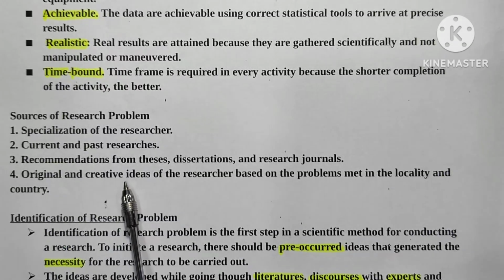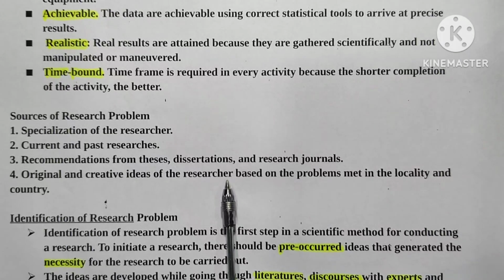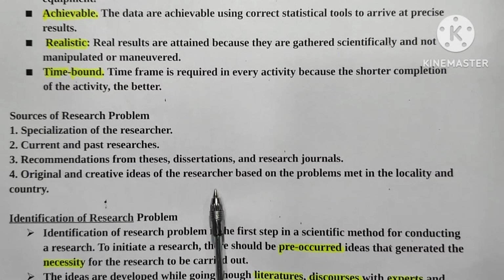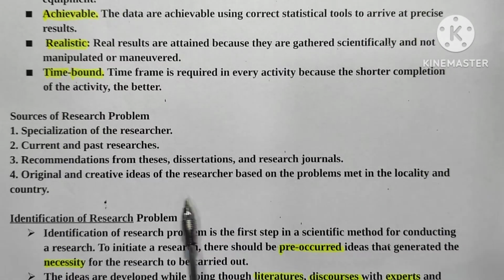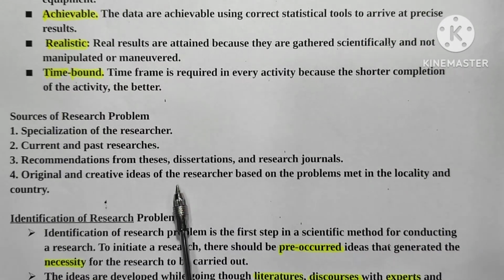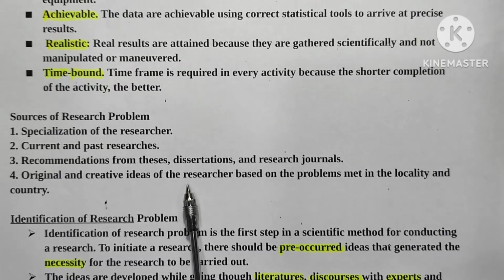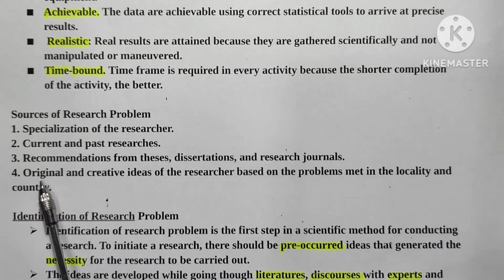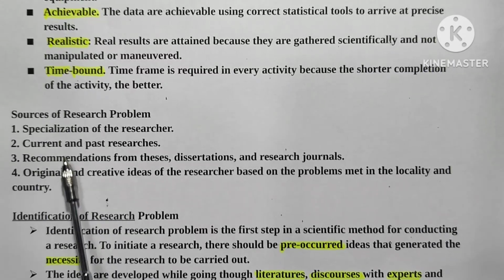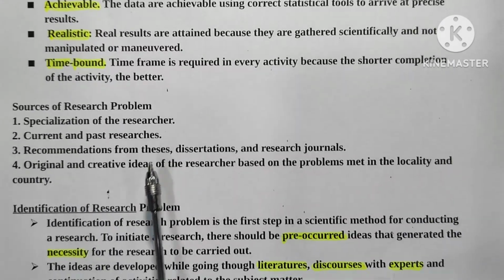Then original and creative ideas of the researcher. The researcher, if they are willing, from their previous experience, the original thoughts they got from their experience, or creative ideas out of the problems they face daily. From that also, based on the problems met in the locality and country, they can select the topic. These are the sources of a research problem.